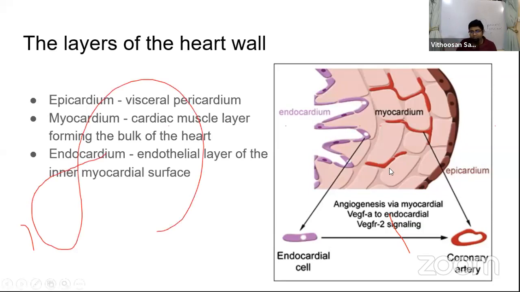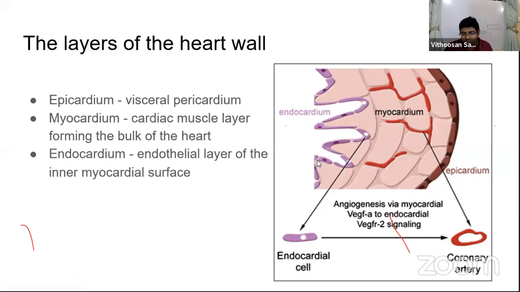This is the one forming the bulk of the muscle. Then inside, you have an endocardium, which lines the ventricular surface.